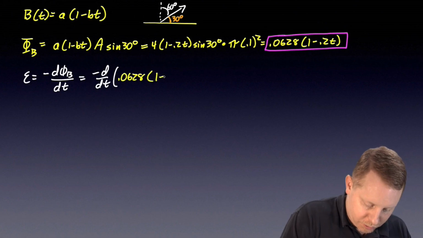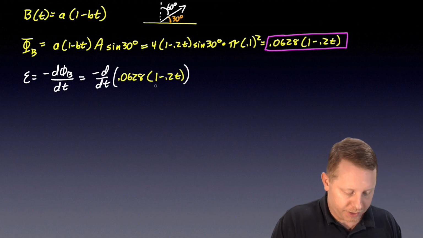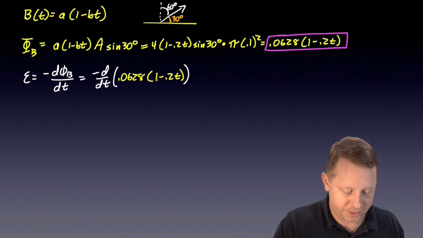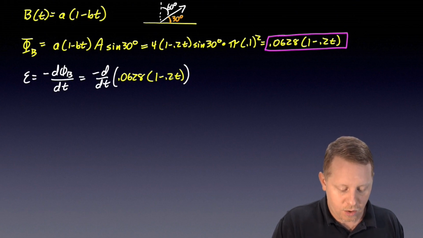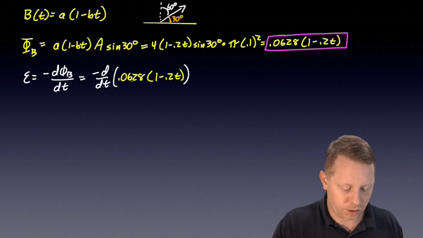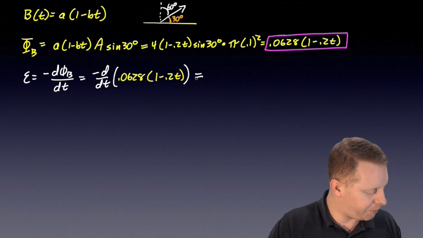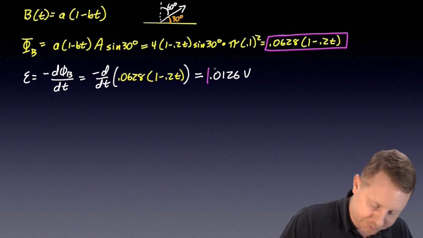0.0628 times 1 minus 0.2t. As I take the derivative of that, 0.0628 times 1 is just a constant. The derivative of a constant is 0, so all I have to worry about is the 0.0628 times 0.2t, which is times a single variable. The derivative of t with respect to t is going to be 1, so all we have is 0.0628 times 0.2, and our negatives are going to make a ratio of 1. So I take the derivative of that, and I come up with 0.0126 volts.